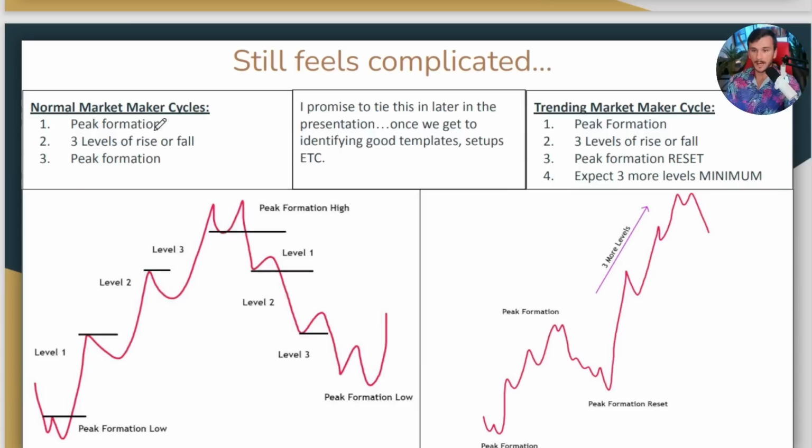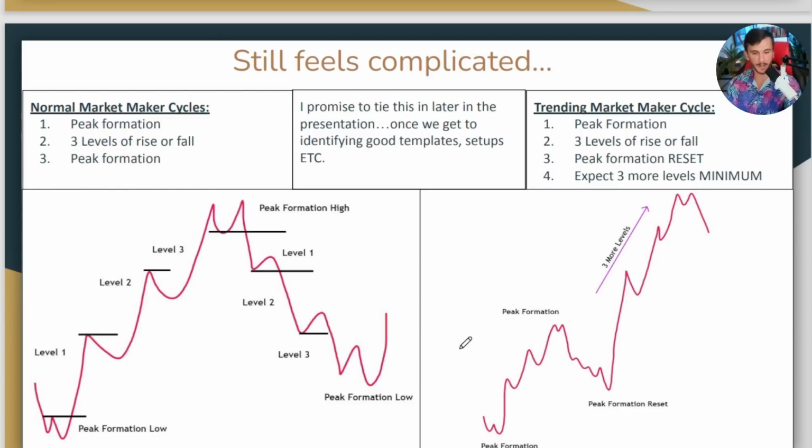A normal market maker cycle is going to have a peak formation, low or high, 3 levels of rise or fall, and then a peak formation in the other direction. In a trending market, you might have a peak formation, 3 levels of rise or fall, a peak formation reset, and you can expect 3 more levels of rise. So peak formation low, 3 levels of rise. Peak formation high, 3 levels of drop. That is a normal cycle.